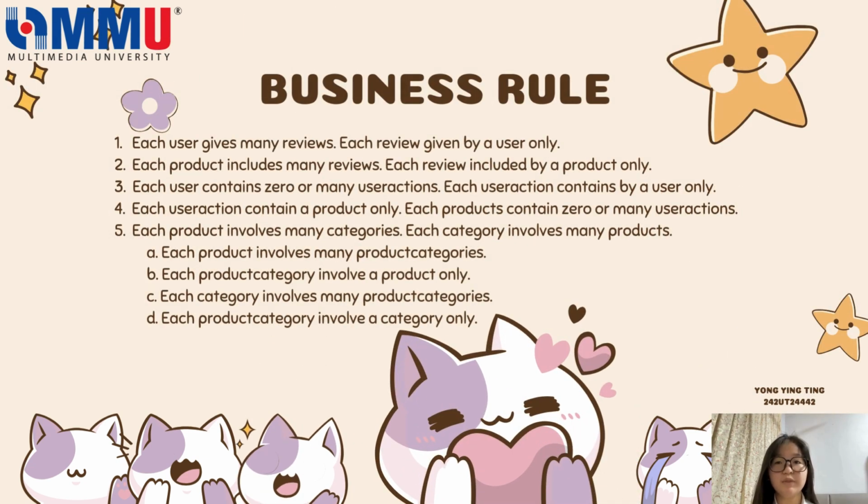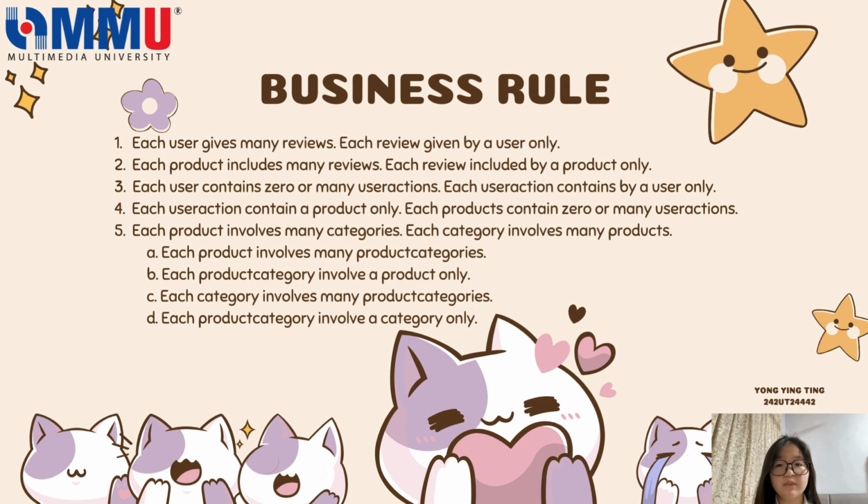For the first business rule, each user can give many reviews, but each review can be given by a user only. For the second business rule, each product can include many reviews, but each review can be included by a product only. For the third business rule, each user can contain 0 or many user actions, but each user action can be contained by a user only.